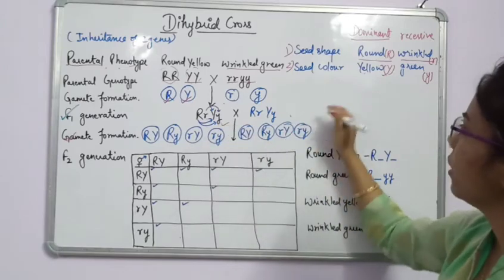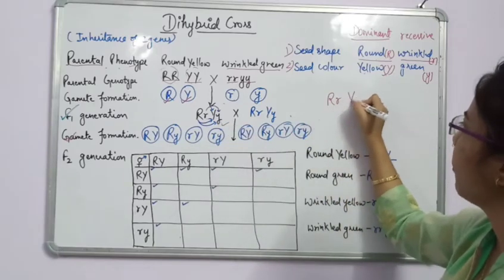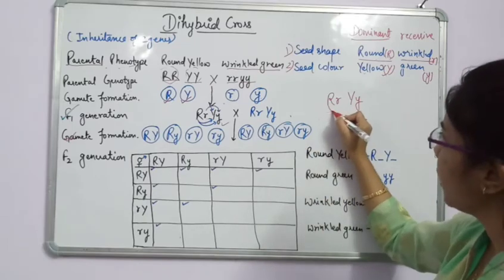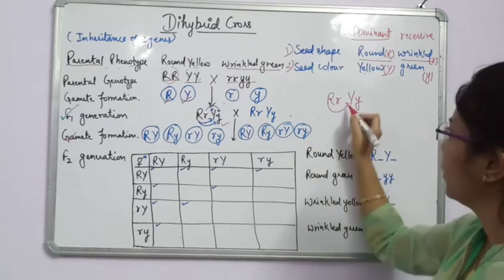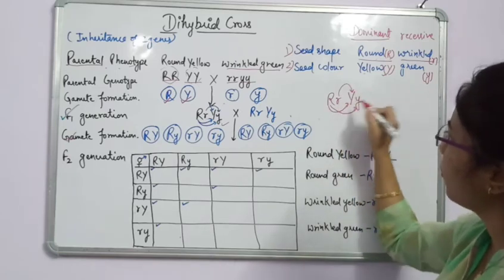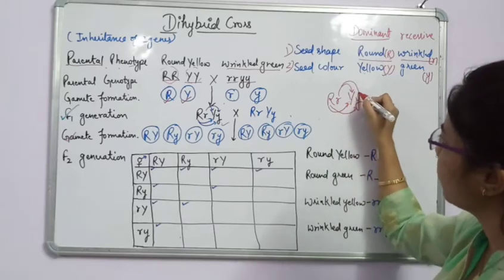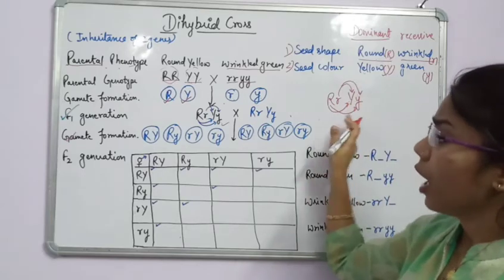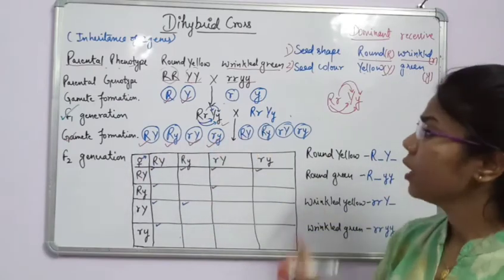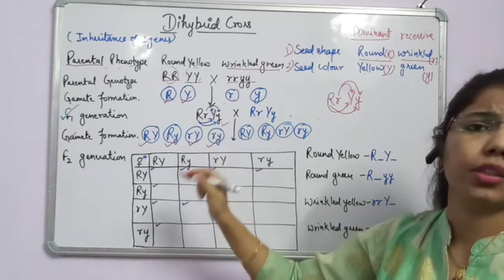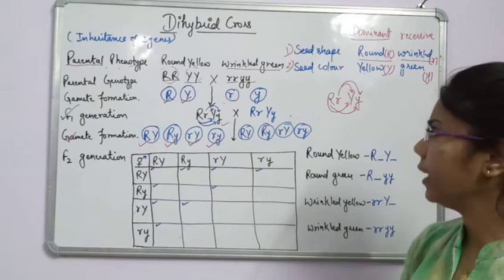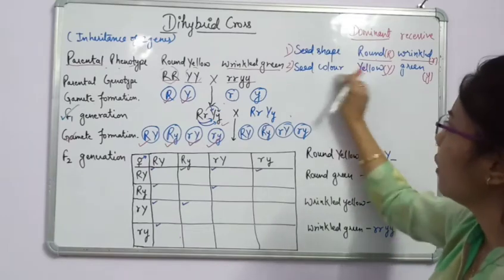If I show you here, capital R, small r, and capital Y, small y. There may be chances that this capital R can form with this Y, and this capital R can form with this y. Again, this small r can form with this Y, and this small r with small y. So how many gametes are we forming here? 4 types of gametes. Whenever there is gamete formation in the F1 generation, it will give rise to 4 gametes.